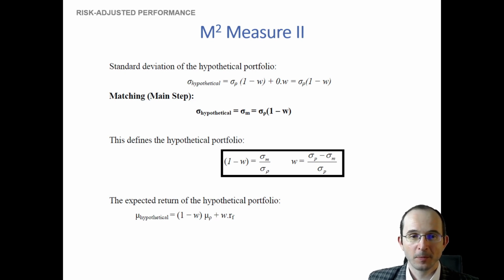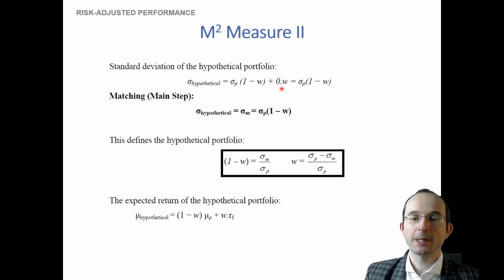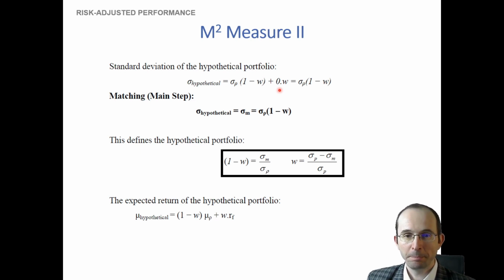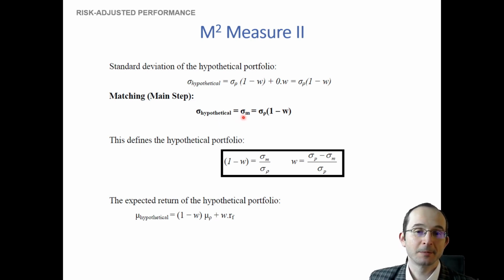So what we're going to do is assign some weight to our candidate portfolio. We'll call that 1 minus W, and since those two weights will sum up to 1, we'll assign W to the risk-free rate, and we'll pick W such that the total risk of the hypothetical portfolio is equal to market risk. In other words, such that this equation holds.